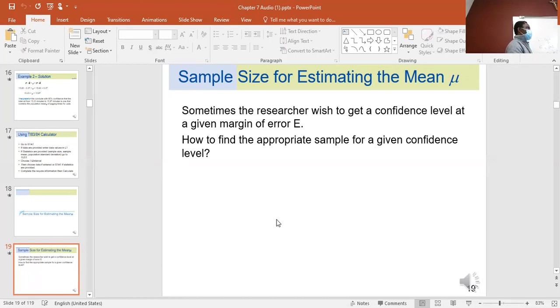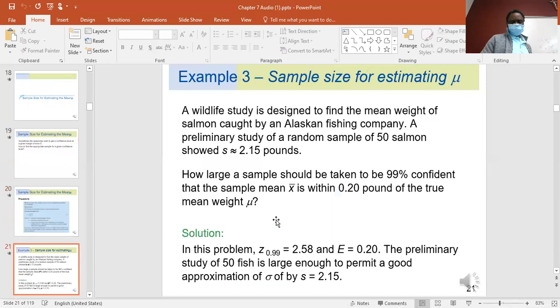In some problems, you will be given sigma and a margin of error, and you are told to find the minimum sample size so that we are confident that our margin of error is not going to be too large. The larger the margin of error, the less useful the confidence interval is. So let's use this example.